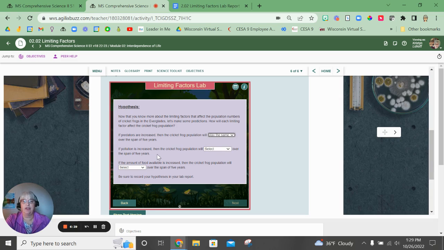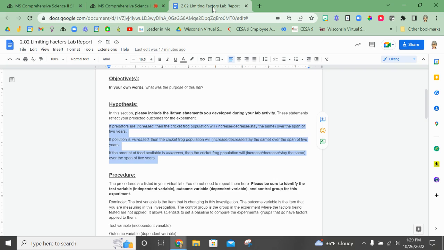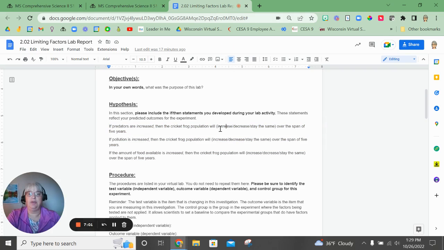You can choose whatever you think the best answer would be. If pollution is increased, then the cricket frog population will, over the span of 5 years. And if the amount of food available is increased, then the cricket frog population will, over the span of 5 years. Again, you pick yours. And right here it says, be sure to record your hypothesis in your lab report. So you can come back here and you can delete the words that wouldn't belong to make that statement true. You can rewrite the statement however it works for you.